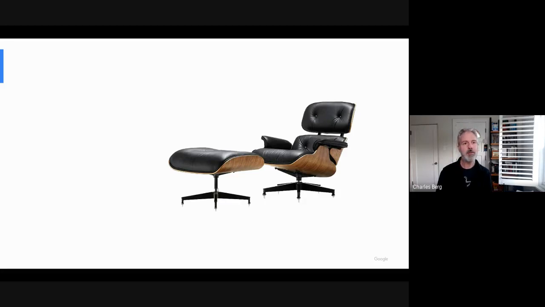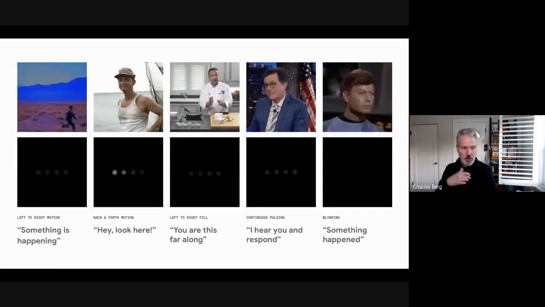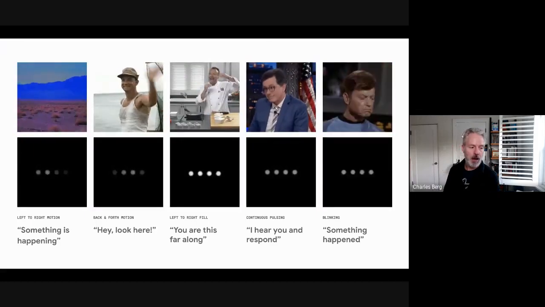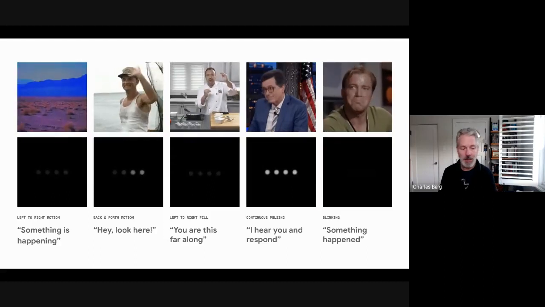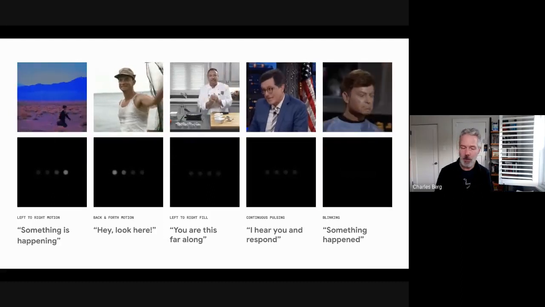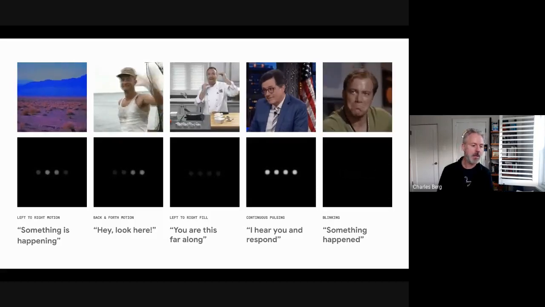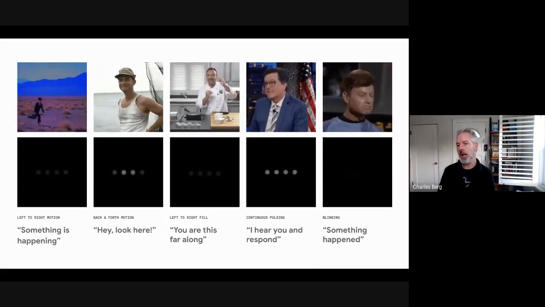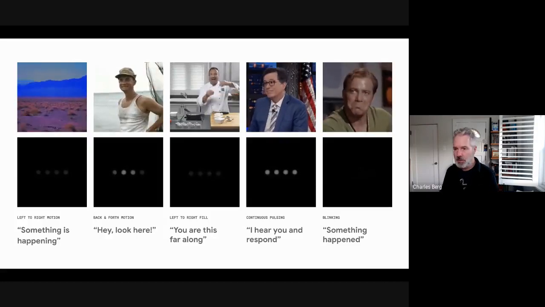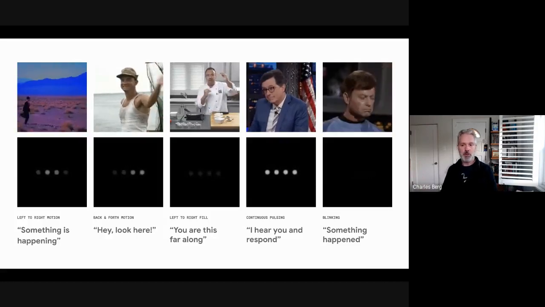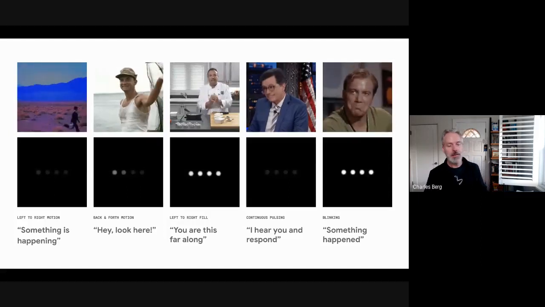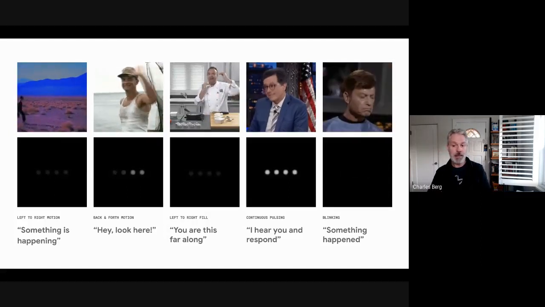And so we have Google Home Mini, Google Home, they have the voice, but they also have lights on them. But you couldn't use the lights for too much, just like you can't put a lot of controls on your chair. And so we came up with the idea of only having five basic families of communication. Something is happening, look here, you have this much progress, I hear you and I respond, and something happened. We couldn't get much more complicated than that, because just like other furniture, people don't really want their furniture to be that complex. They really don't understand it. And so we came to the same conclusions when designing the lights for Google Home.